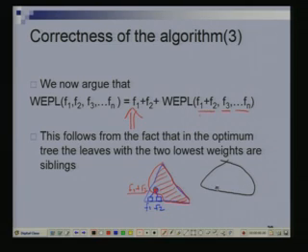तो अब इसका मतलब इसका वेटेड एक्सटर्नल पाथ लेंथ इस ब्लैक ट्री का इस रेड ट्री से कम है. अब मैं क्या करूंगा, ये जो नोड जिसका f1 प्लस f2 था, इसके दो चिल्ड्रन बना दूंगा, f1 एंड f2. राइट? तो इसका मतलब अब ये जो ट्री मैंने बनाया है, इसका वेटेड एक्सटर्नल पाथ लेंथ ये ब्लू वाले से कम हो गया. नहीं समझ में आया?